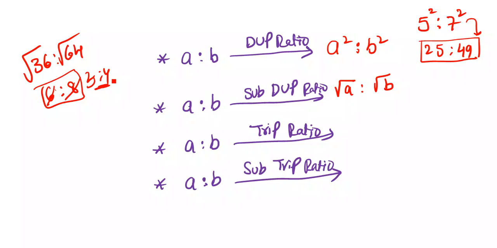Right, coming to the third point: A is to B triplicate ratio is A cube is to B cube. For example, 5 is to 7, find out the triplicate ratio. 5 cube is to 7 cube. 5 cube is how much? 125. 7 cube is how much? 343.